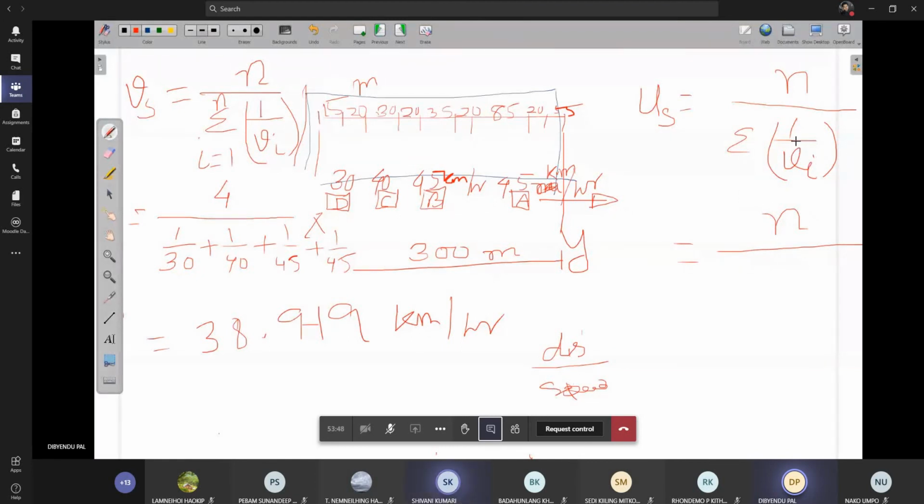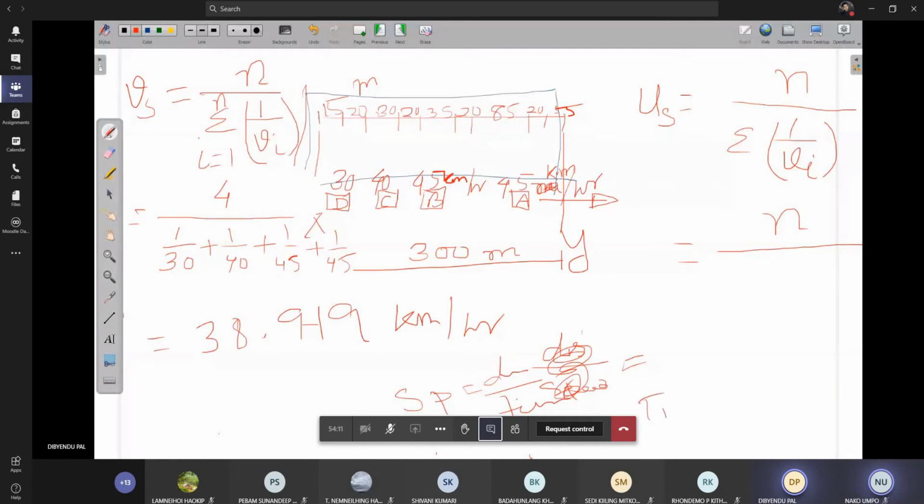What is the 1 upon u_i? 1 upon u_i is the reverse of the speed. Reverse of the speed is what? What is the unit of speed? Unit of speed is distance by time. Now if you take the reverse of the speed, that means what?